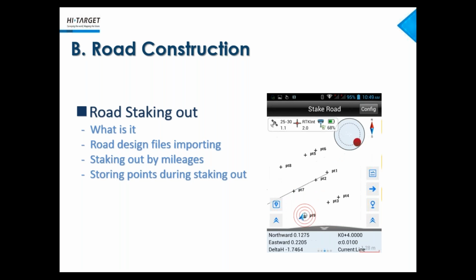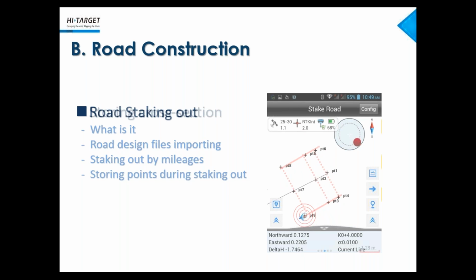So I stake out, and also store the points. So from this image, you find that I have already stored 3 points from the center line and 6 points of the side points with the offsets. So they are the edge and they're the center. And points 7, 8, and 9 are on one cross section.